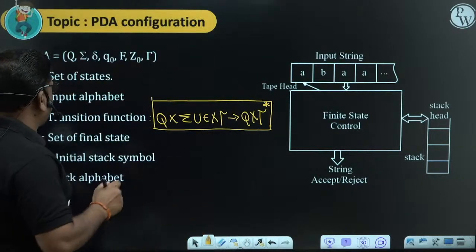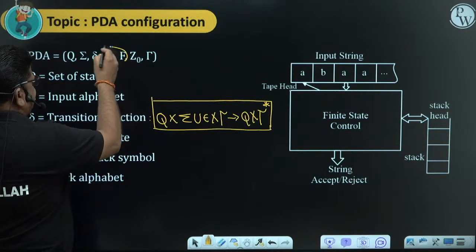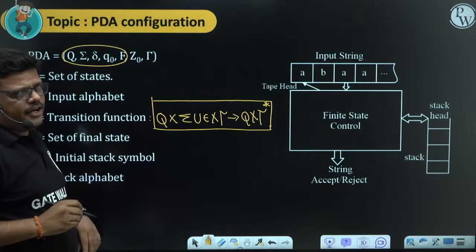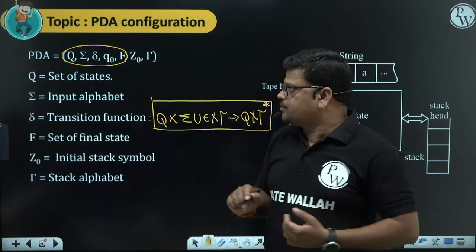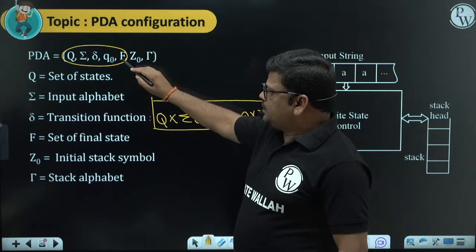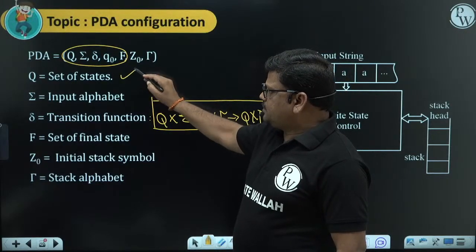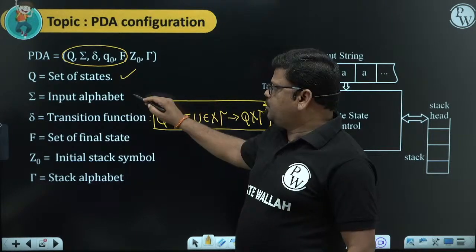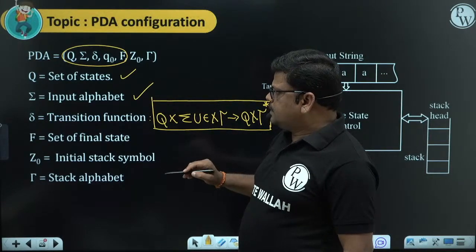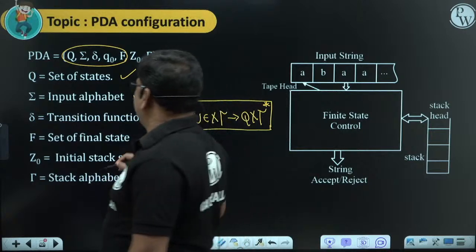Like before, these 5 things are there in finite automata, because pushdown automata is nothing but finite automata plus stack. So the 5 things: what is Q here? Set of states. Sigma, same as in finite automata, is the input alphabet. Here Q0 is the initial state.